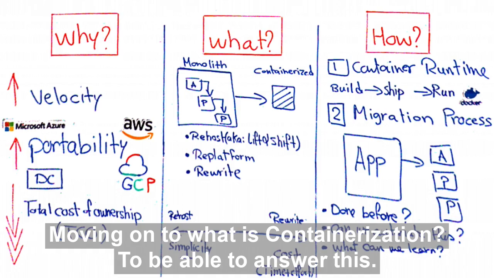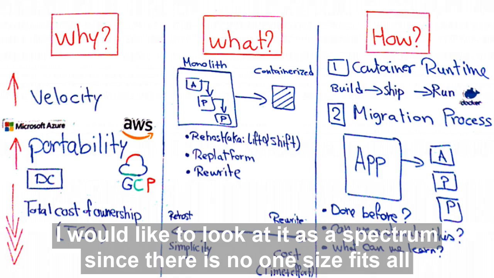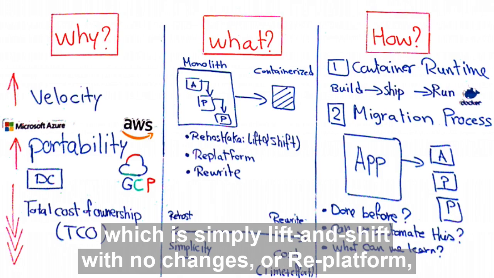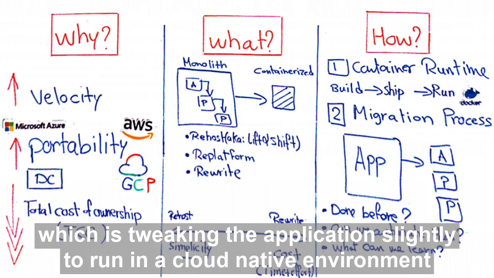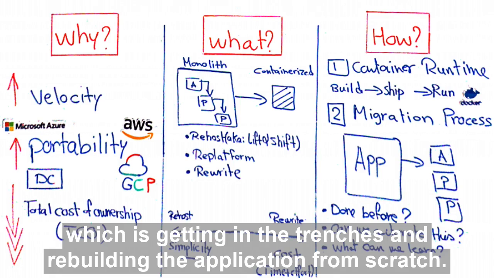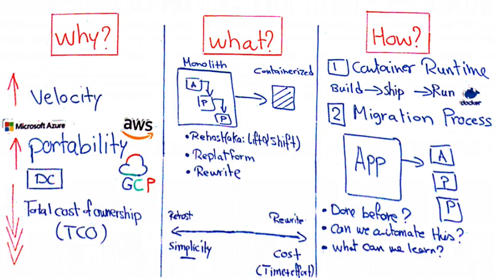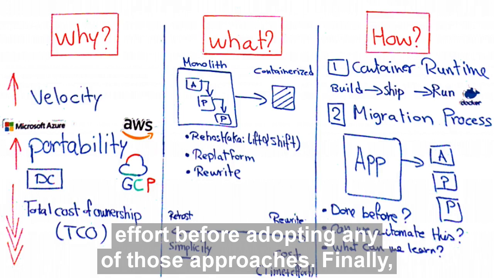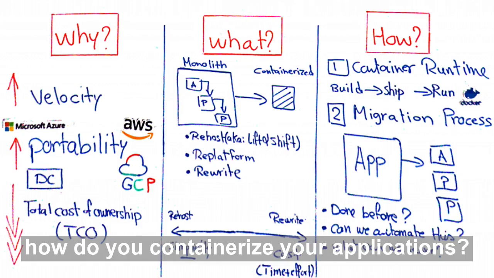Moving on to what's containerization. To be able to answer this, I would like to look at it as a spectrum, since there is no one size fits all here. I call it the 3 R's. You can rehost, which is simply lift and shift with no changes, or replatform, which is tweaking the application slightly to run in a cloud native environment, or rewrite, which is getting in the trenches and rebuilding the application from scratch. You want to carefully weigh the simplicity and cost, including time and effort, before adopting any of those approaches.